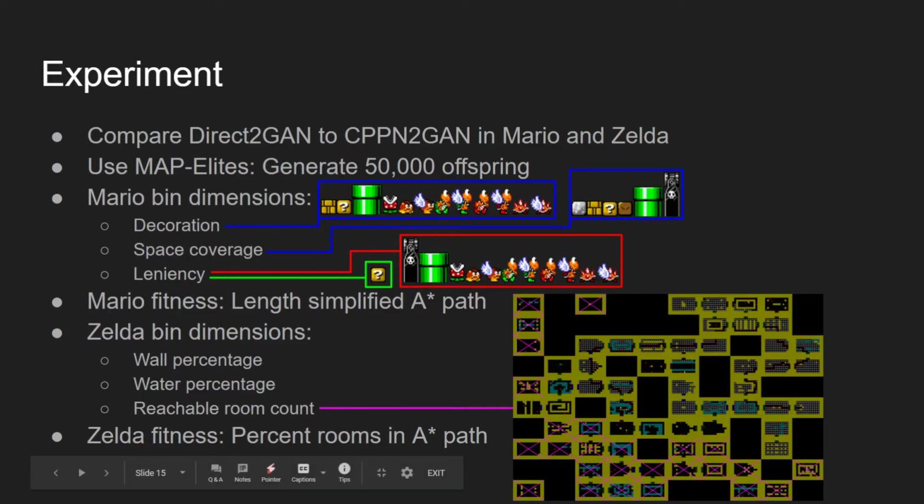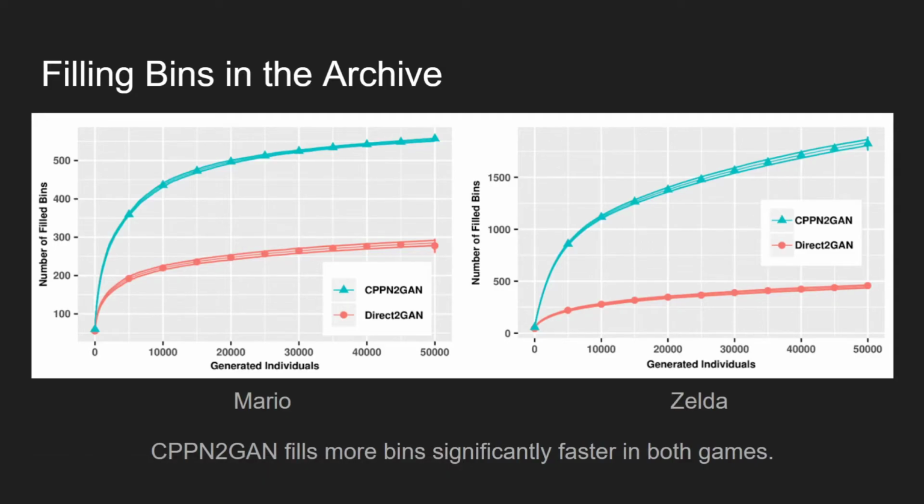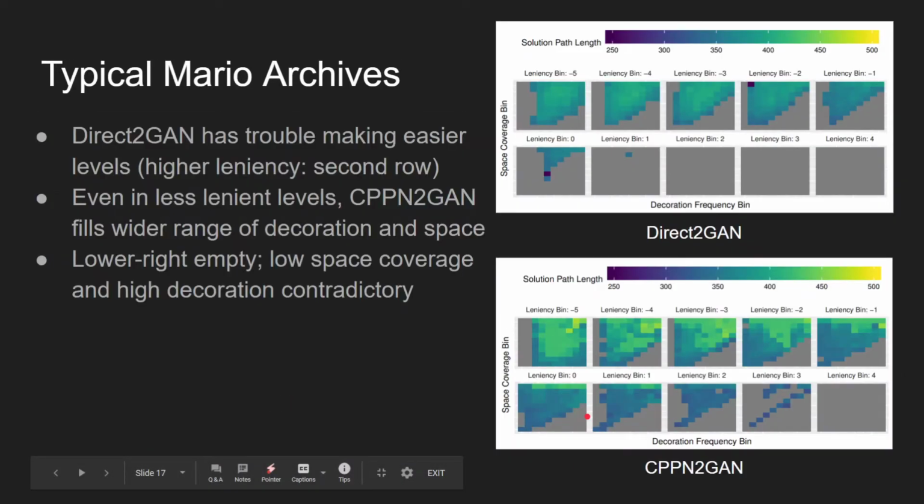So moving on to the results, we see that CPPNS GAN quickly outpaces direct-to-GAN in terms of the number of bins that get filled. So CPPNS GAN quickly fills many more bins in both Mario and Zelda. These are 95% confidence intervals, so these are statistically significant differences between those methods. And if we look at example heat maps from individual experiments, we can see what the differences are. So in Mario, we notice that direct-to-GAN has trouble discovering levels with positive leniency, whereas CPPNS GAN has more success in that regard.